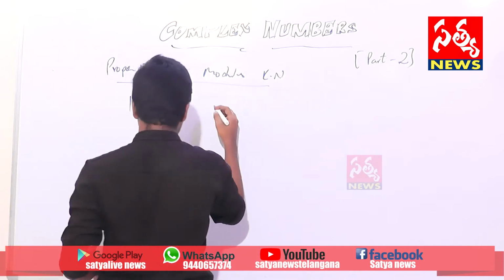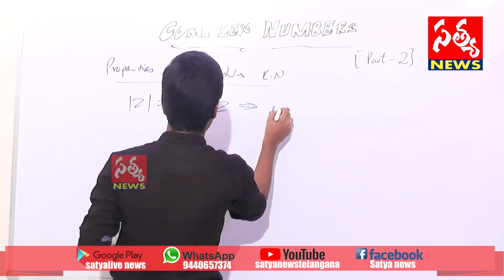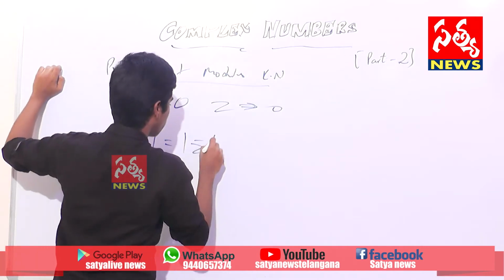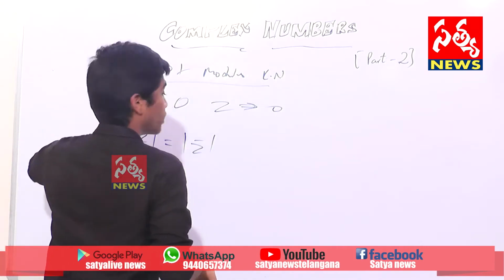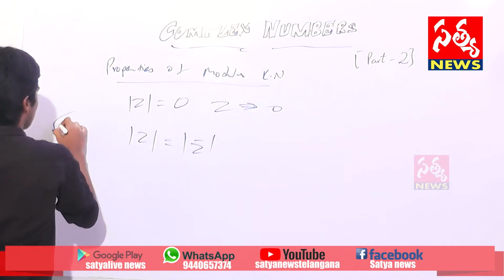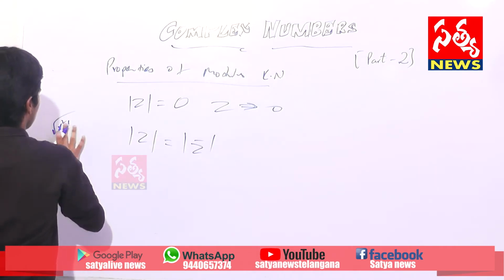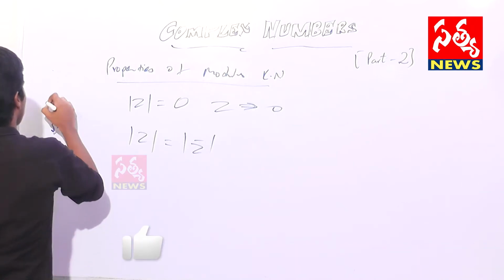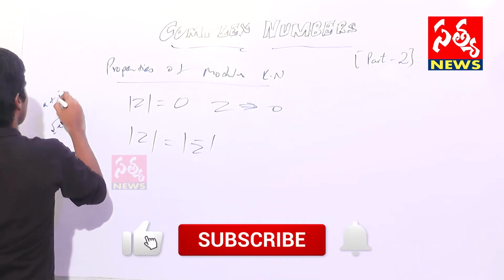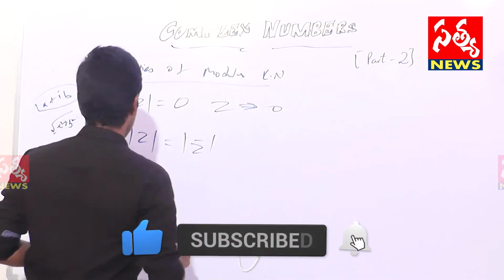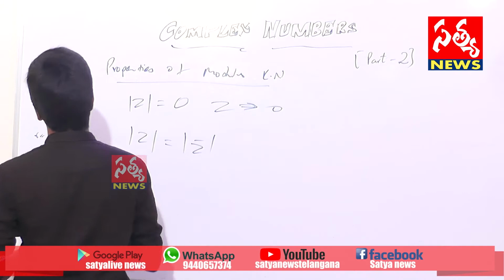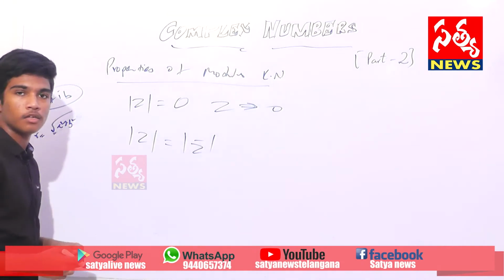If mod z is equal to 0, then z is equal to 0. And mod z is equal to mod z bar. As you know, mod z is the square root of a squared plus b squared if the complex number is a plus ib. Mod z is the r which you have discussed in the first part.